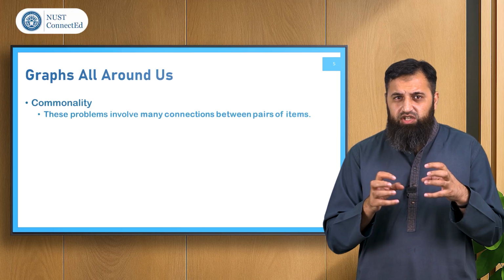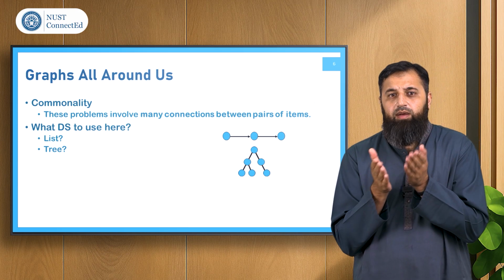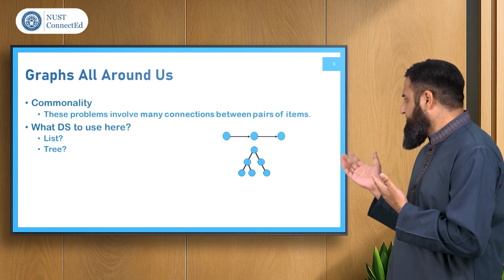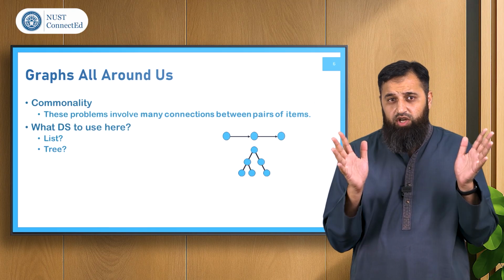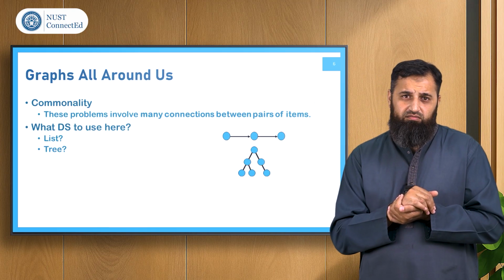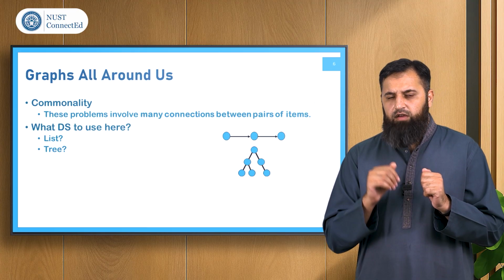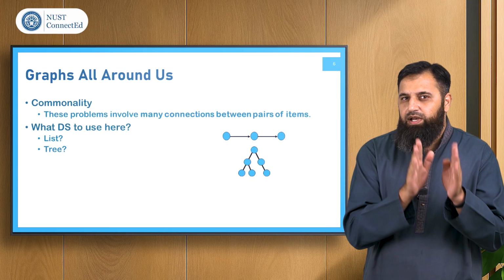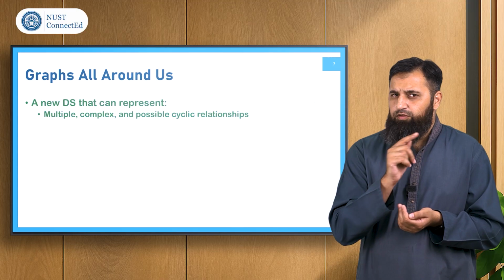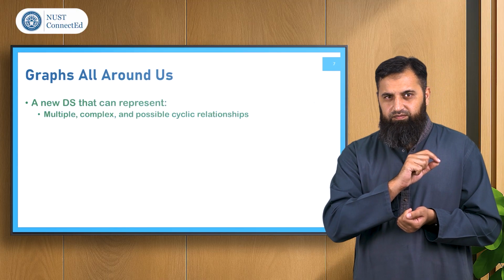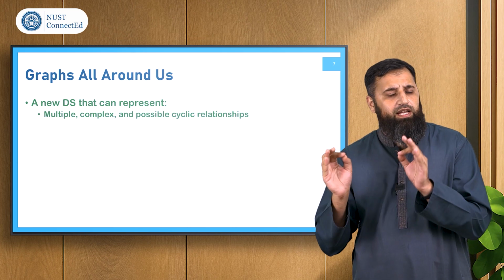They involve many connections between pairs of items. So, how can these be implemented in a program? Using a list? But lists are linear, making it hard to represent branching or multiple links efficiently. How about using a tree? Now, trees enforce a strict hierarchy without cycles, limiting their ability to handle loops or complex interconnections. Therefore, we need a new data structure that can represent multiple, complex, and possibly cyclic relationships.